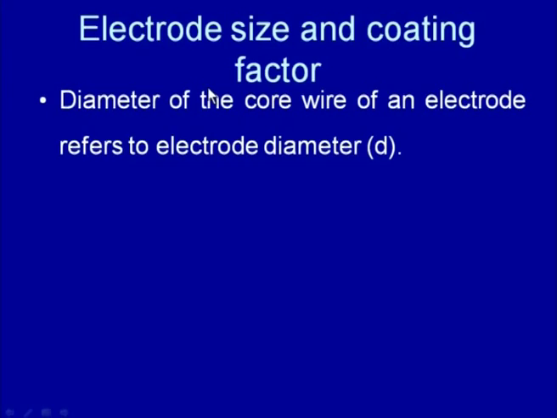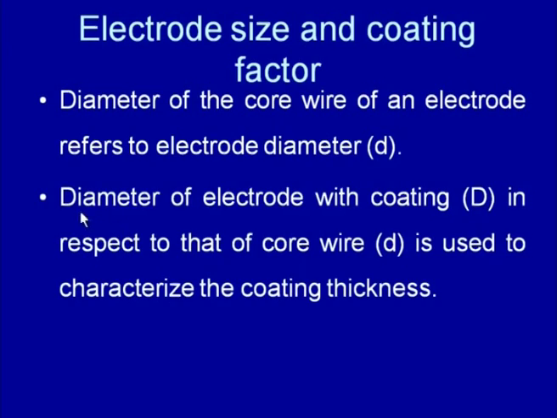Now, we will see the factors that are used to designate the electrode and identify the electrode size, and the coating factor, which indicates the thickness of the flux or coating being used for developing the welding electrode. If we talk of the electrode size, then the size of the core wire used to make an electrode indicates the electrode diameter. So, the diameter of the core wire of an electrode refers to the electrode diameter.